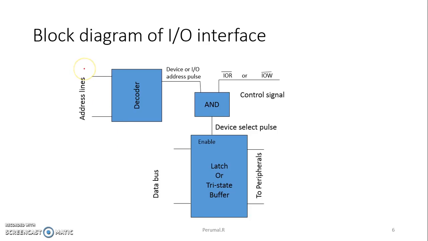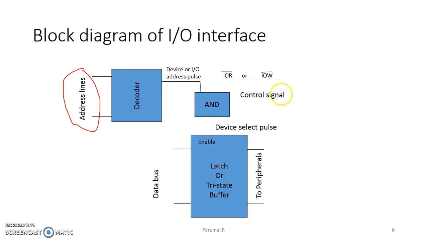The same thing is explained in the diagrammatic fashion. See, we have address lines from the microprocessor. These address lines are connected to the decoder. Through the decoder, we will generate a device or IO address pulse, that is device address pulse or IO address pulse.